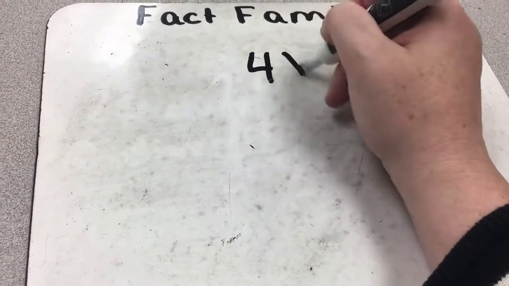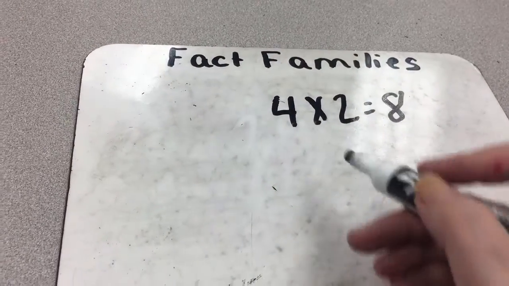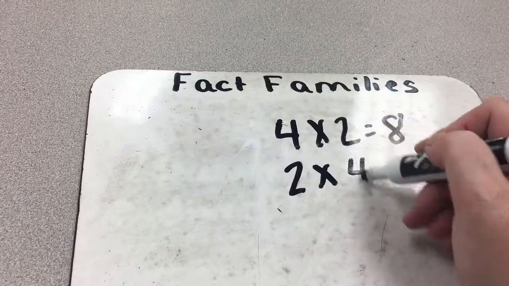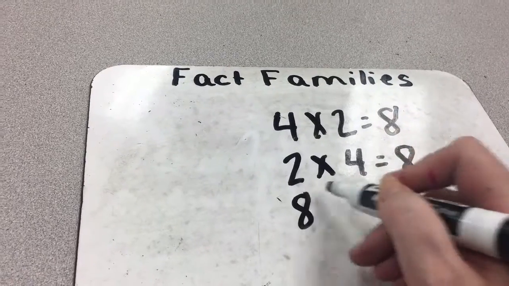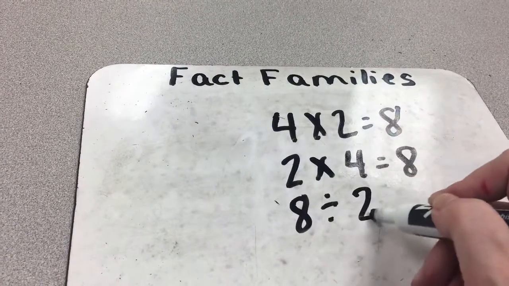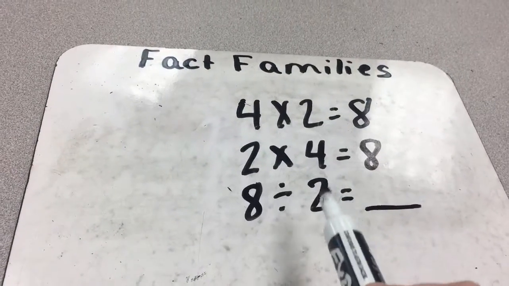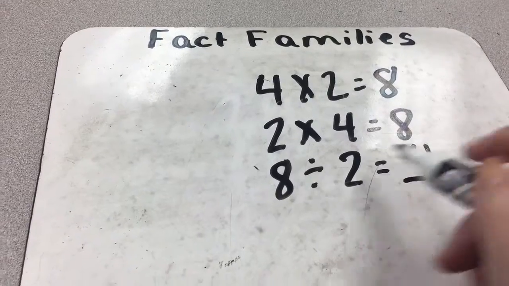So, 4 times 2 equals 8. We can use the commutative property for 2 times 4 equals 8. Then, 8 divided by 2 equals blank. 2 times what is 8? 2 times 4 is 8. So 8 divided by 2 is 4.